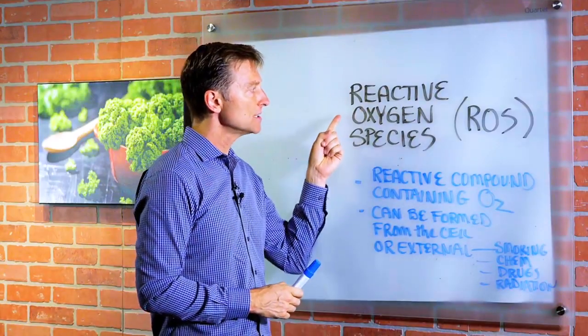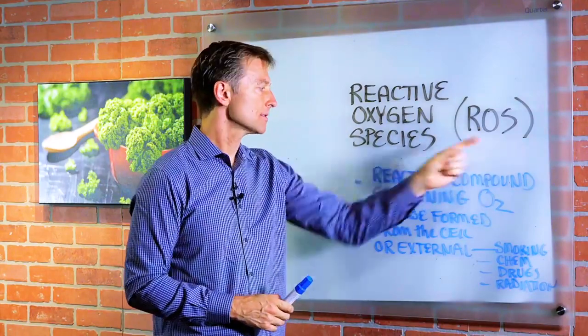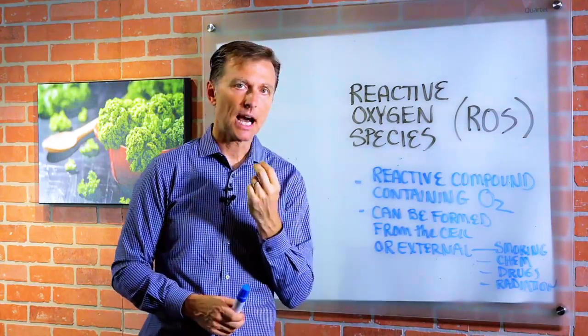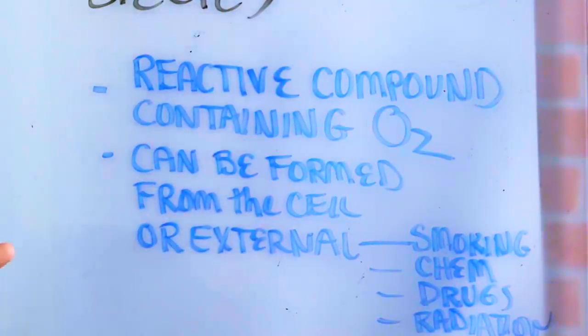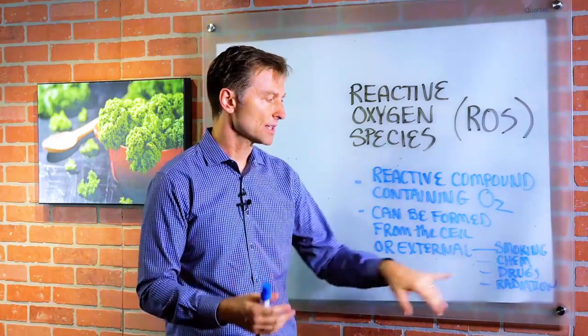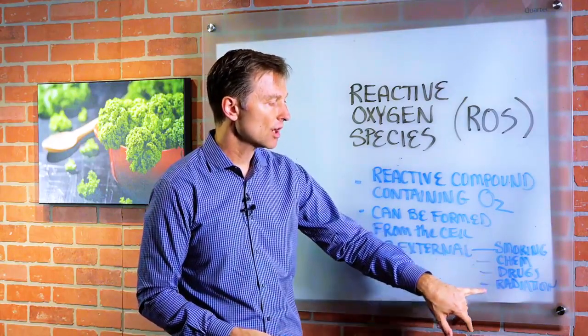Now, what happens is a carcinogen will enter into the mitochondria, leading to the formation of ROS, reactive oxygen species, which are carcinogens and mutagens. So the term reactive oxygen species, ROS, is a reactive compound containing oxygen. It can be formed from within the cell as a byproduct of something, or externally from things like smoking, chemicals, drugs, radiation. So what happens, the mitochondria produces ROS, which then causes the mutations.